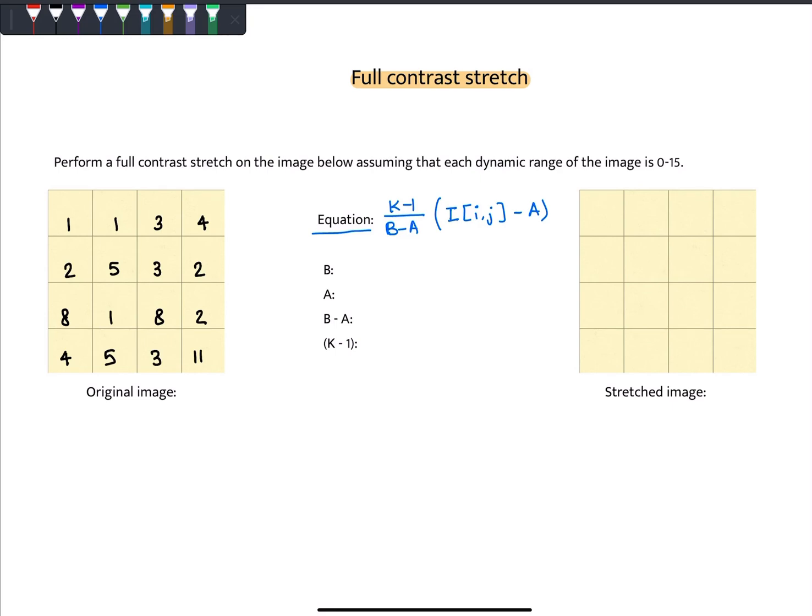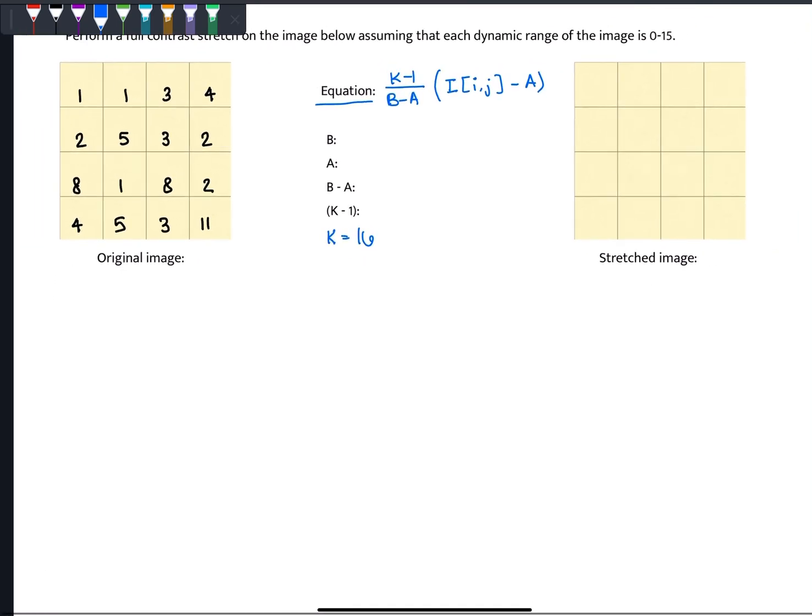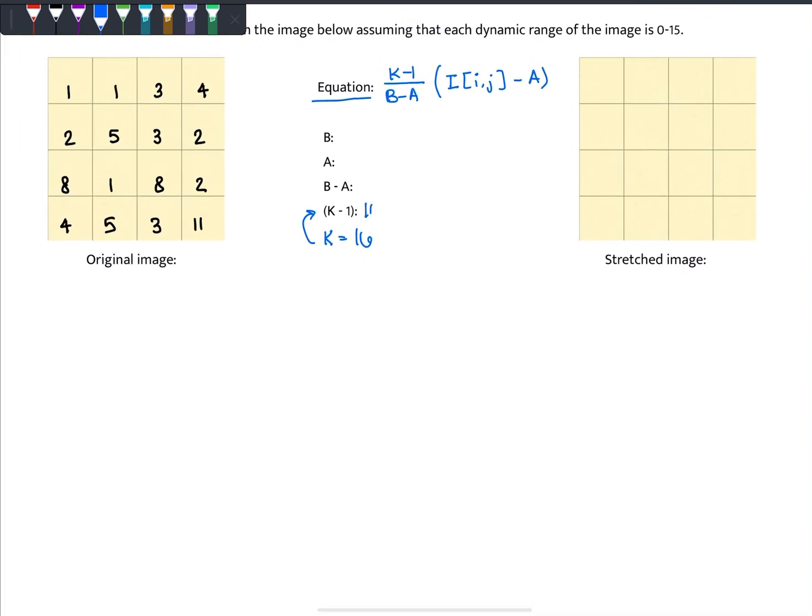Okay, so for this question, we are performing a full contrast stretch on this image over here, and we are going to assume that the dynamic range of our image falls anywhere between 0 to 15. That means our variable k equals 16, which is the number of values between 0 to 15. Therefore, k minus 1 will be 16 minus 1, which will be equal to 15, right?